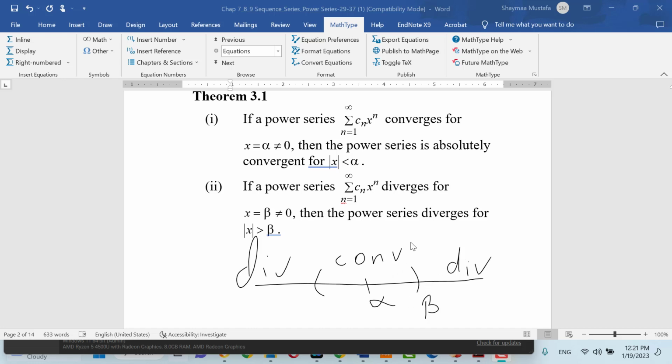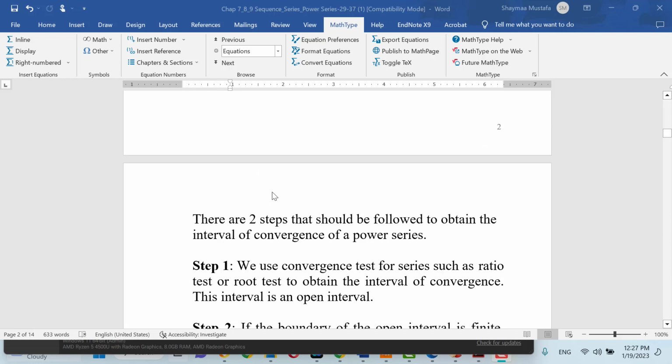So for each power series we have an area of convergence and an area of divergence. For some power series, the area of convergence may be all the real numbers, so there is no area of divergence. But each power series should have at least one point of convergence.